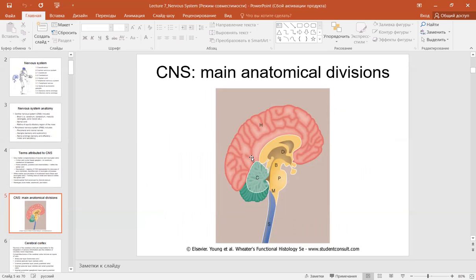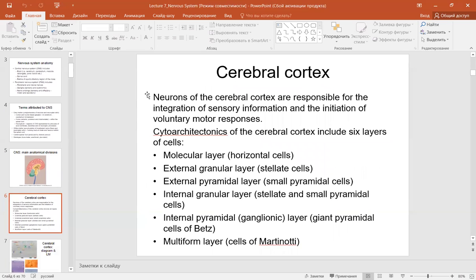Here you have the main anatomical divisions of the central nervous system, including the spinal cord, medulla oblongata, pons varolii, cerebellum, cerebral cortex, diencephalon, and basal ganglia. The neurons of the cerebral cortex are responsible for the integration of sensory information and the initiation of voluntary motor responses to signals coming from the outer space or inner space of the organism.